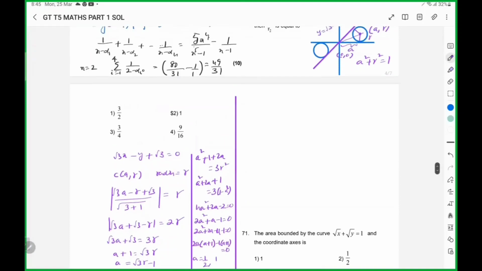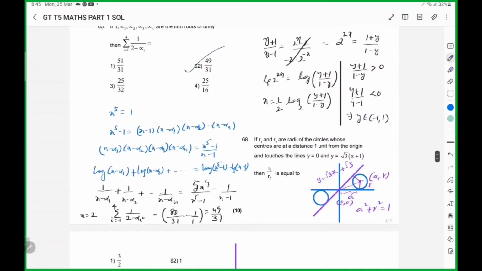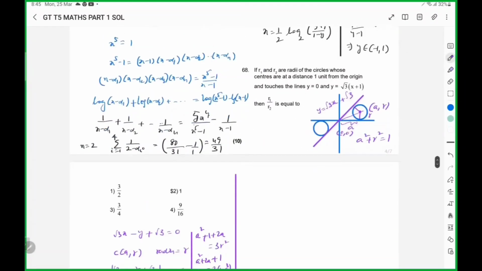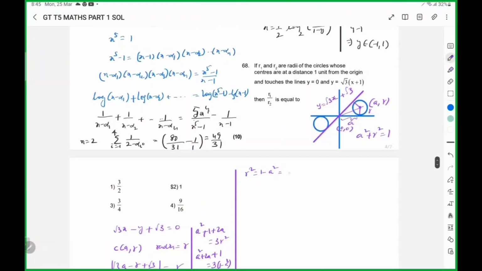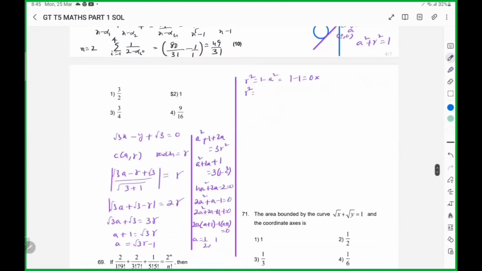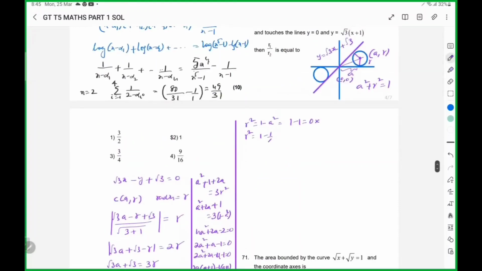So possible value of a is, but here radius is r. r square is 1 minus a square. a here is one case 1 which is not considered. r square is 1 minus 1 by 4. r will be the radius root 3 by 2.